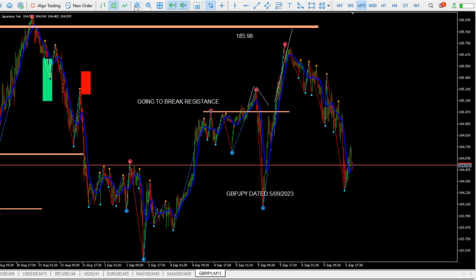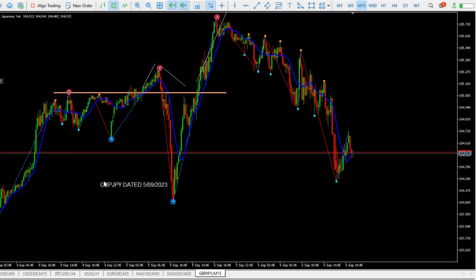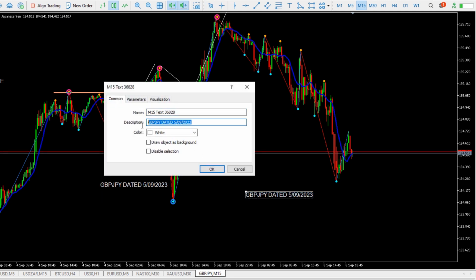GBP JPY was fluctuating very fast, so we avoid trading here. We will trade in GBP JPY when it goes into stable condition.